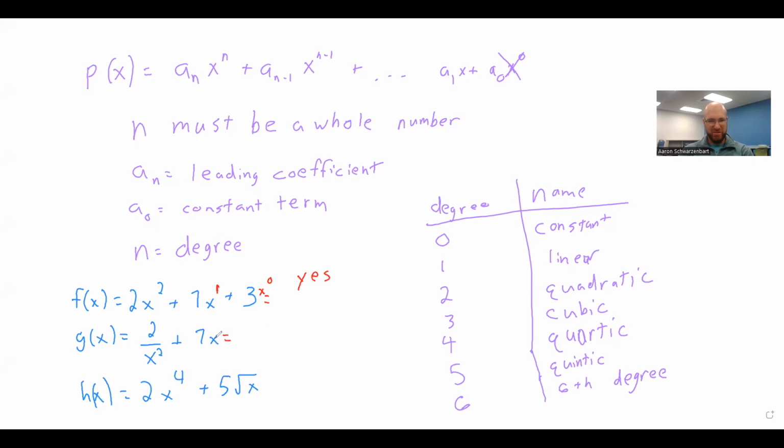This one, I see a power of 2 and a power of 1. The problem is this power of 2 is in the denominator, which makes it a negative 2 power. So this is a no. Negative 2 is not a whole number. This one, the square root is the same as the 1/2 power. 1/2 is not a whole number. As soon as one of mine fails, doesn't matter how many other ones are good, it fails.